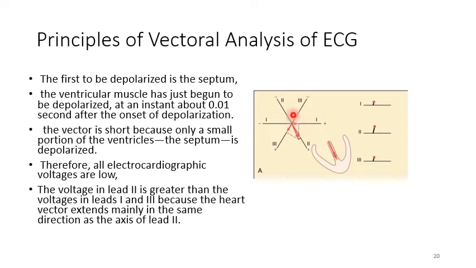Because it is moving toward the positive lead, it's going to be a positive deflection, but very small. So this is how it is drawn in the ECG. Depolarization in the ventricle will start like this in lead 1 at this instant, of course.